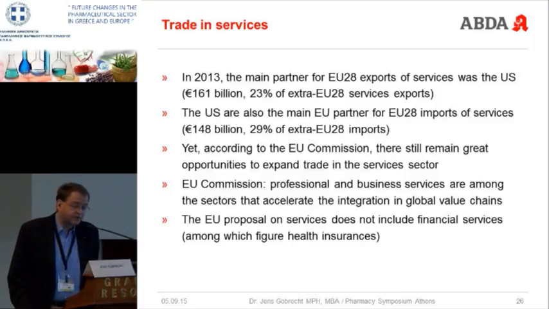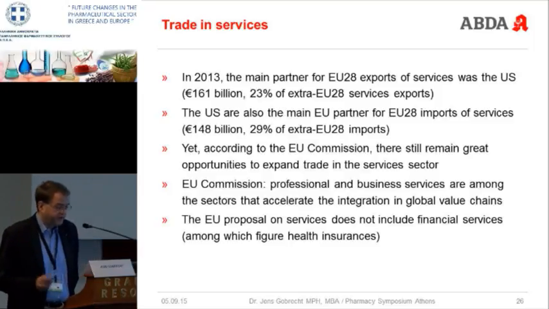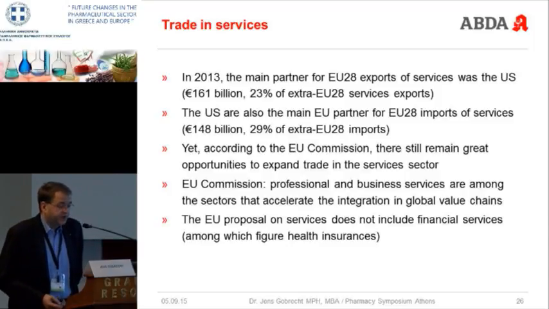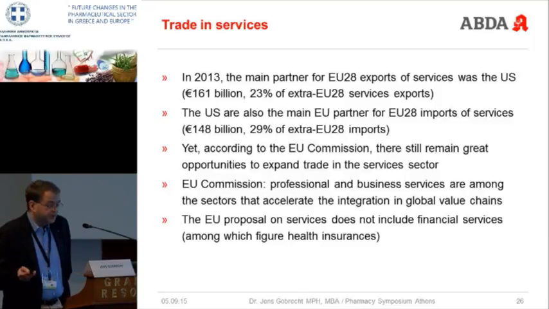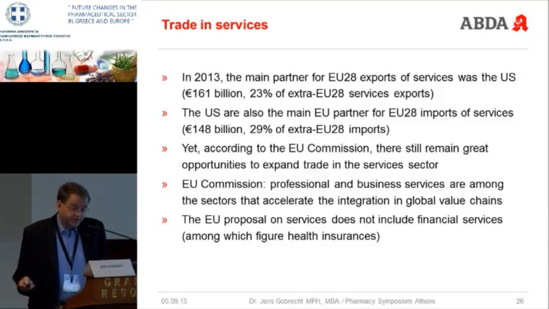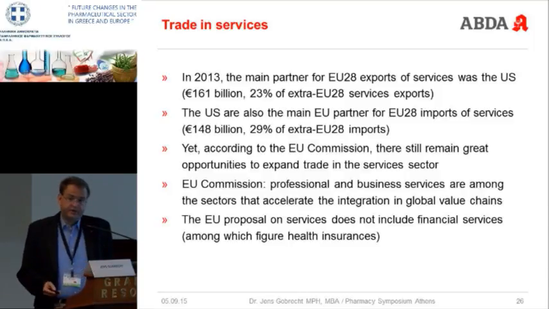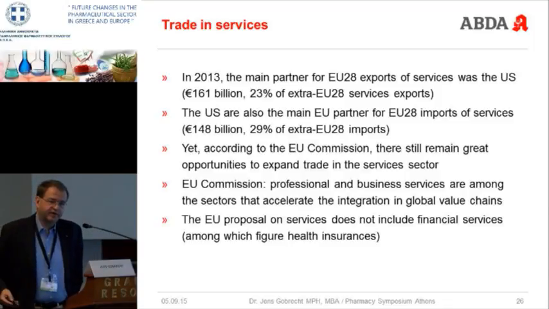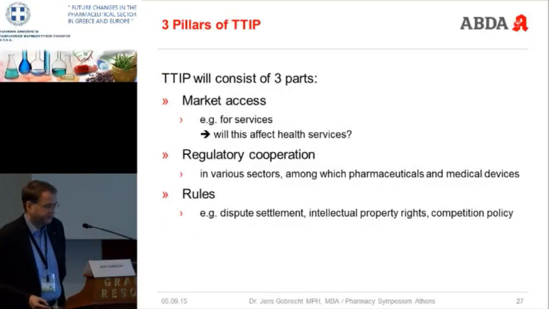And the European Commission says that professional and business services are among the sectors that accelerate the integration in global value chains. That's what they say. And they also say that the EU proposal on services does not influence financial services. And plus, as we will see later, they will also say that it will not influence health systems.